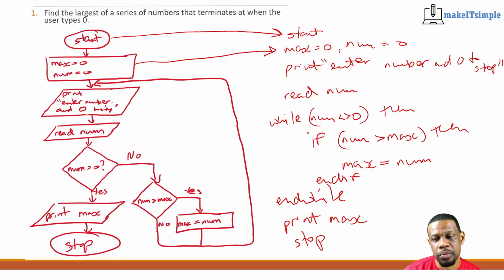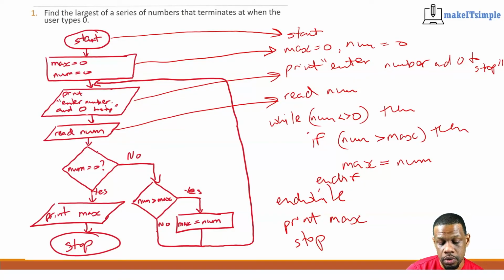Equal signs again, being processed. Print enter 0 2 thing. So that will go to that. Read the number, parallelogram, because it's an input. While number is not equal to 0, we will be able to check here.